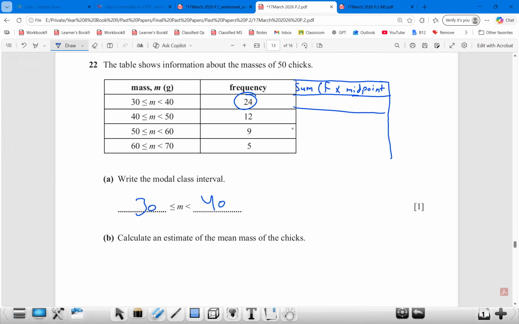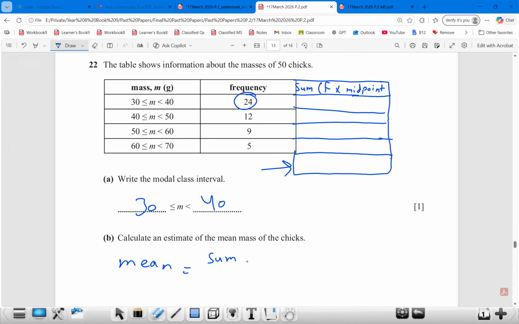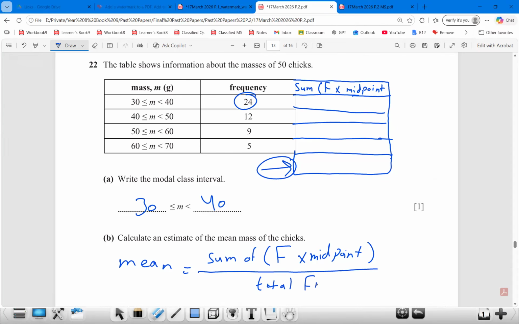So you must get this frequency times the midpoint, frequency times midpoint, frequency times midpoint, frequency times midpoint again, and then you add them all up and you get the total over here. All right, but let's remember that the estimation of the mean equals the sum of frequency times midpoint, which is what we'll find over here, over total frequency, which is 50. They told you 50 chicks.